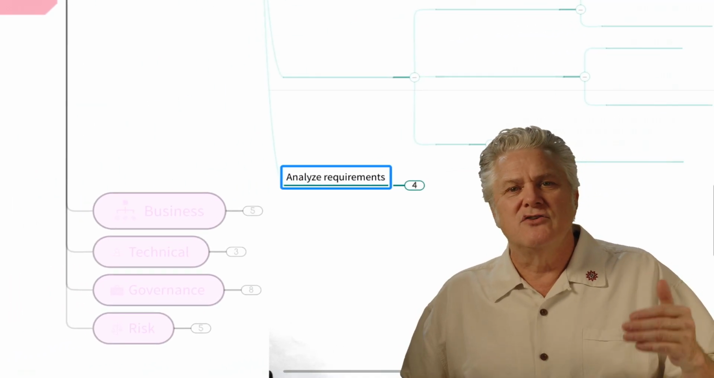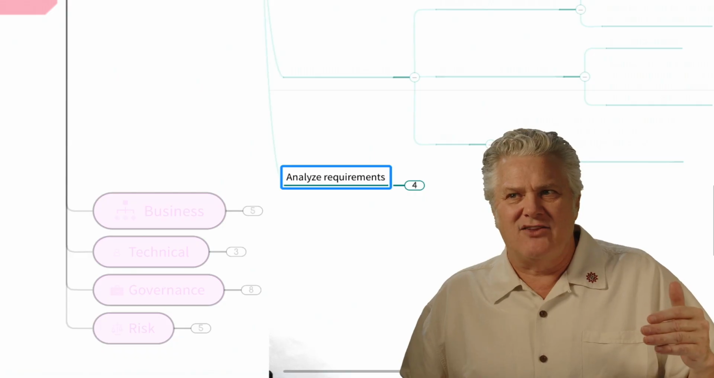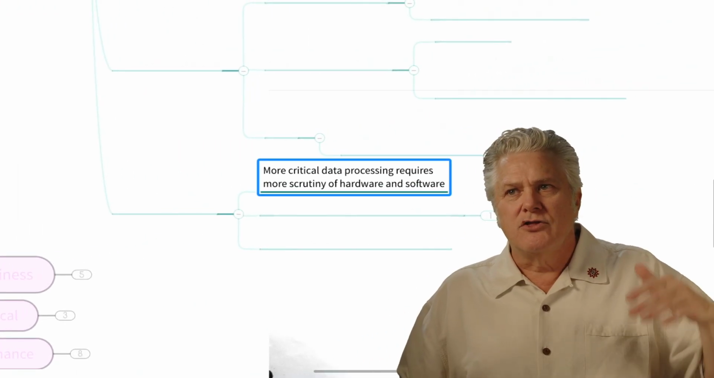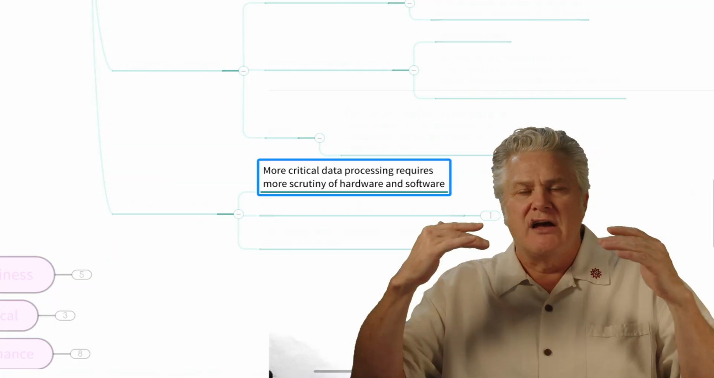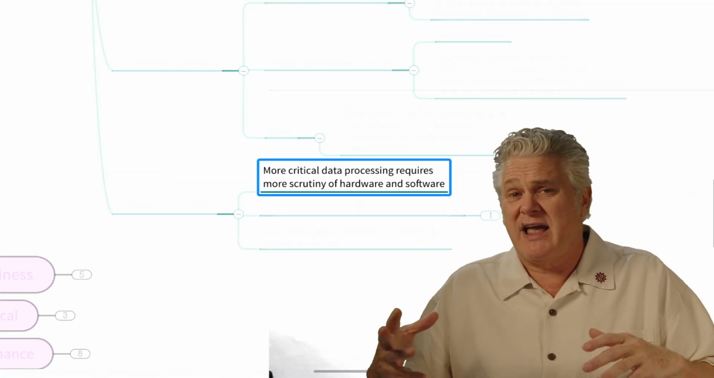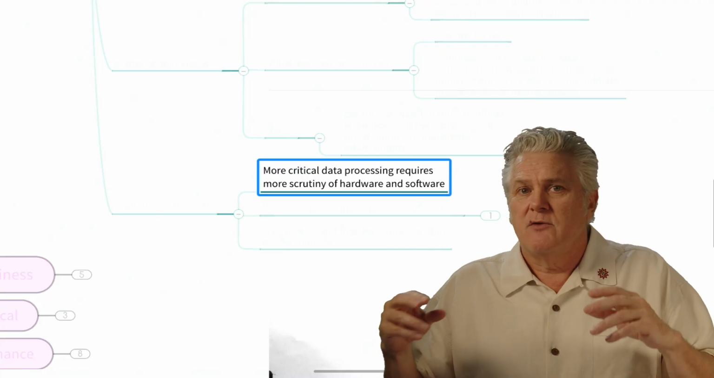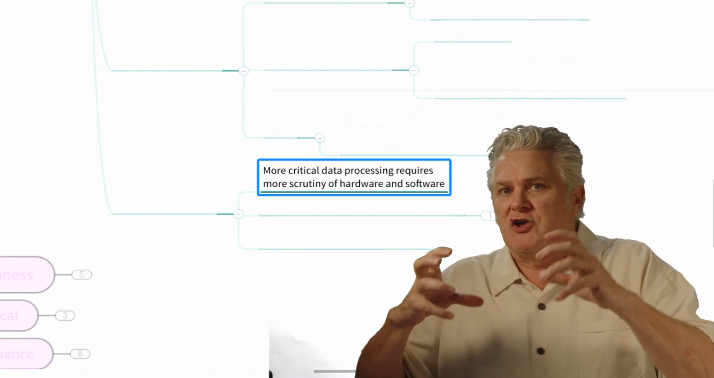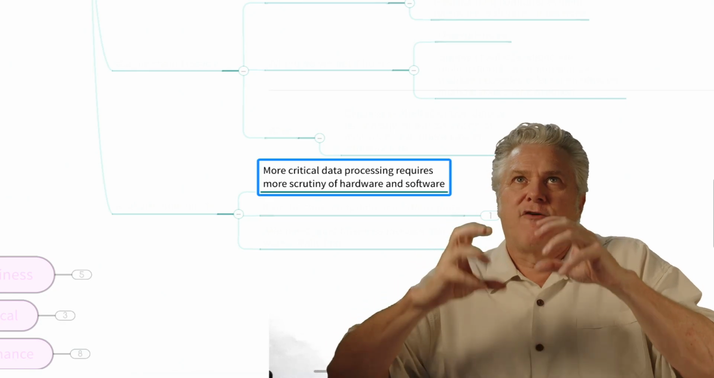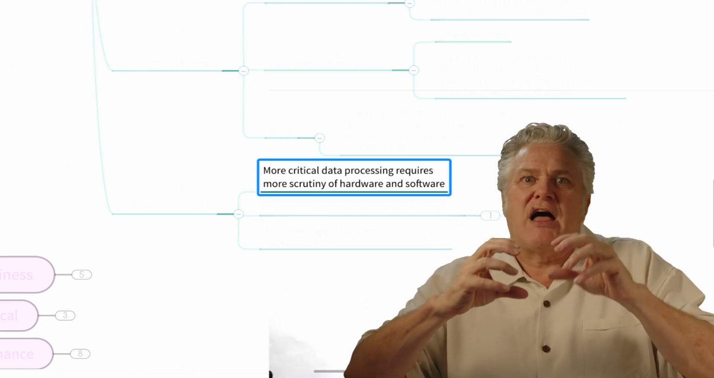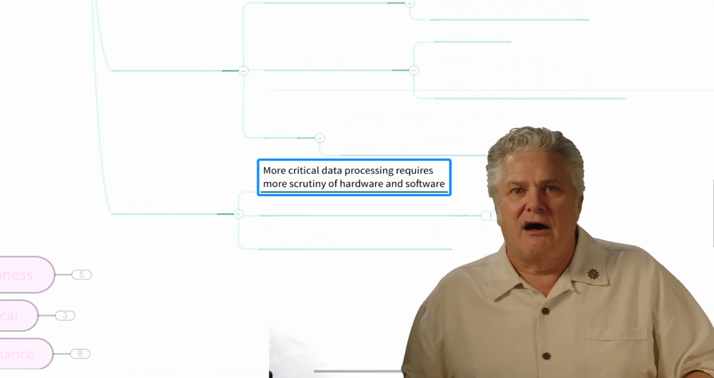Now, what we need to do is look at and analyze our requirements. The more critical data processing requires more scrutiny of hardware and software. So when we have super secret projects, we need to purchase really good, well-understood tools from suppliers that we can rely on all the way back to the very beginning.